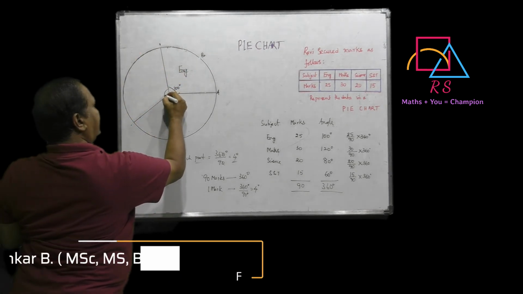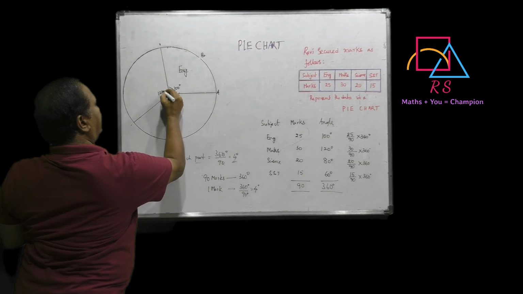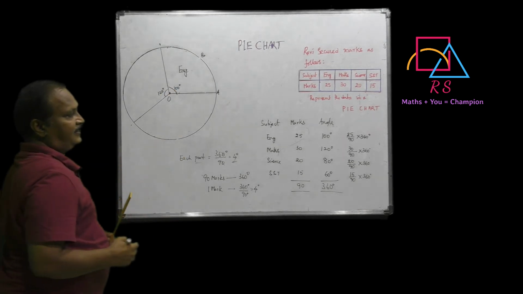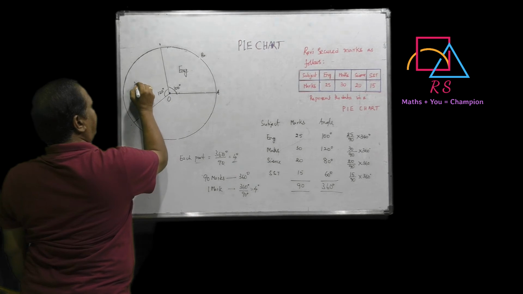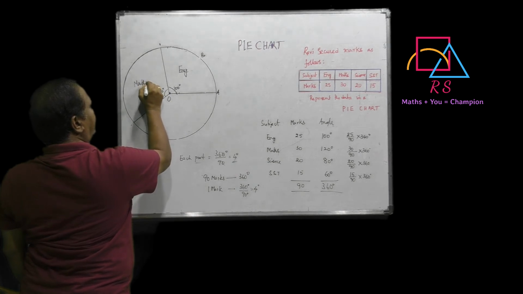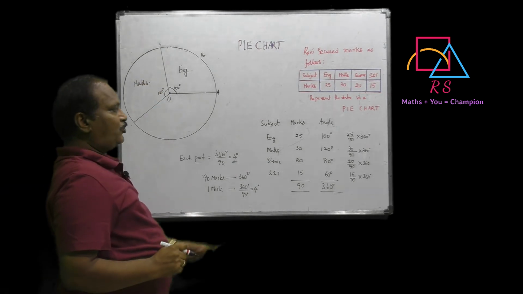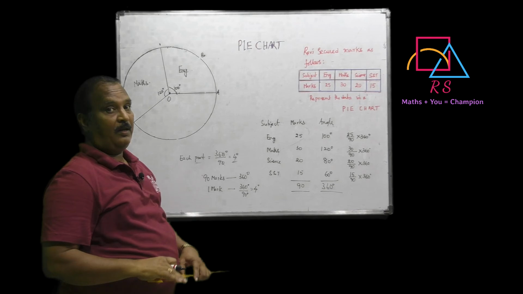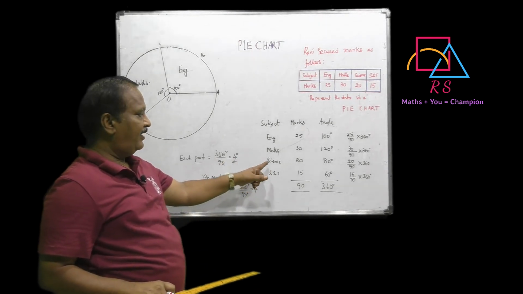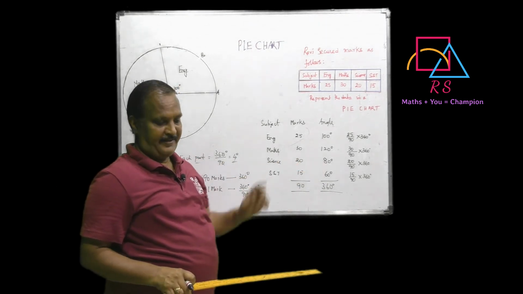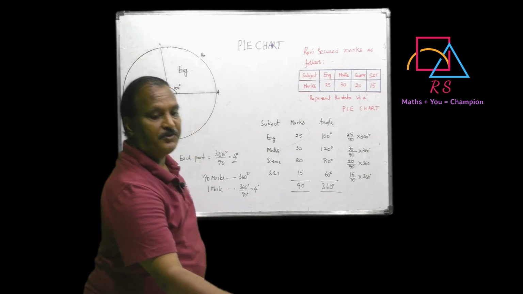So this angle is how much? 120 degrees. So what is this sector? Maths. You can give colors also if you want. Now two sectors have come. Now the third sector, science, we have to make. How much? 80 degrees.